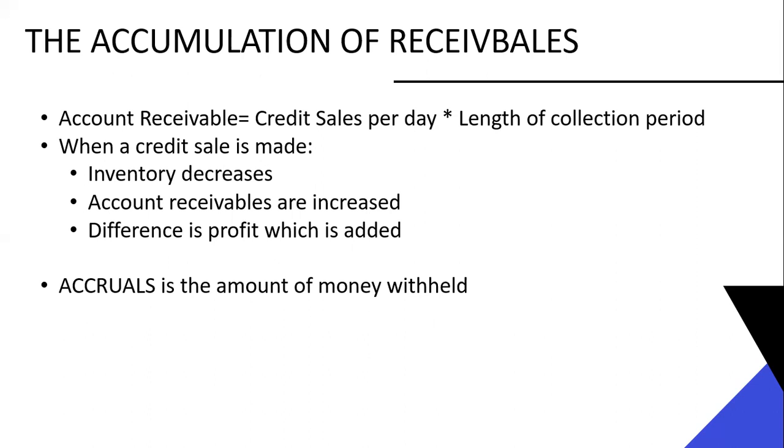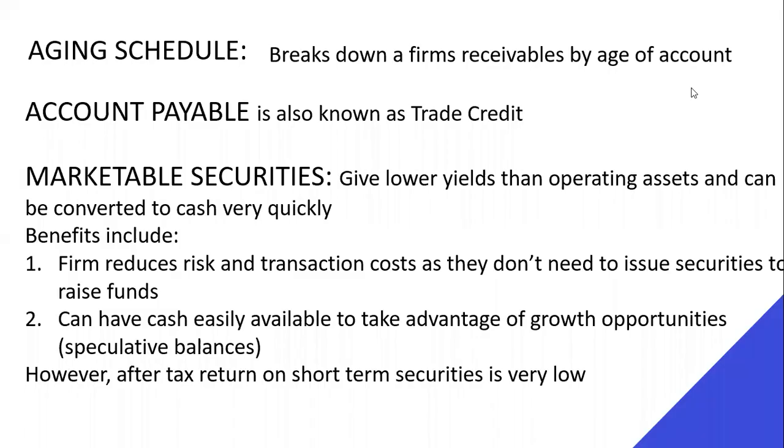One thing to mention here is that accruals are basically any amount of money that is withheld. And also there is something known as an aging schedule, which breaks down a firm's receivables by the age of the account. So just again, some terminologies for you regarding accumulation of receivables. Also, accounts payable are also known as trade credits. So this is something to keep in mind.